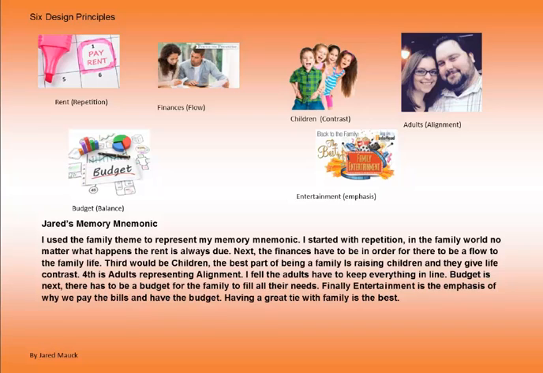Next, the finances have to be in order for there to be a flow to the family life. Third, there'd be children. The best part of being a family is raising children, and they give life contrast. Fourth is adults, representing alignment. I felt the adults have to keep everything in line. Budget is next. There has to be a budget for the family to fill all their needs. Finally, entertainment is the emphasis of why we pay the bills and have the budget. Having a great tie with my family is the best.